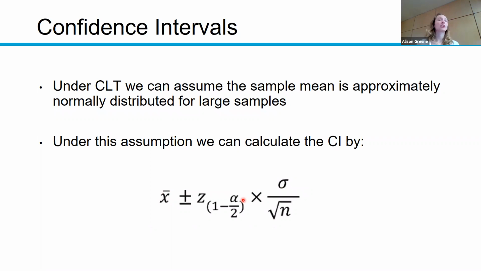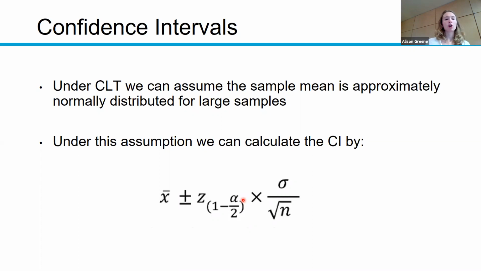Under the central limit theorem, we can assume the sample mean is approximately normally distributed for large samples. There are a lot of different rules for what is large. Even when I was creating these, I found many different rules. But the one that I'm going to stick with here is 30. A sample size of 30 is considered approximately large.